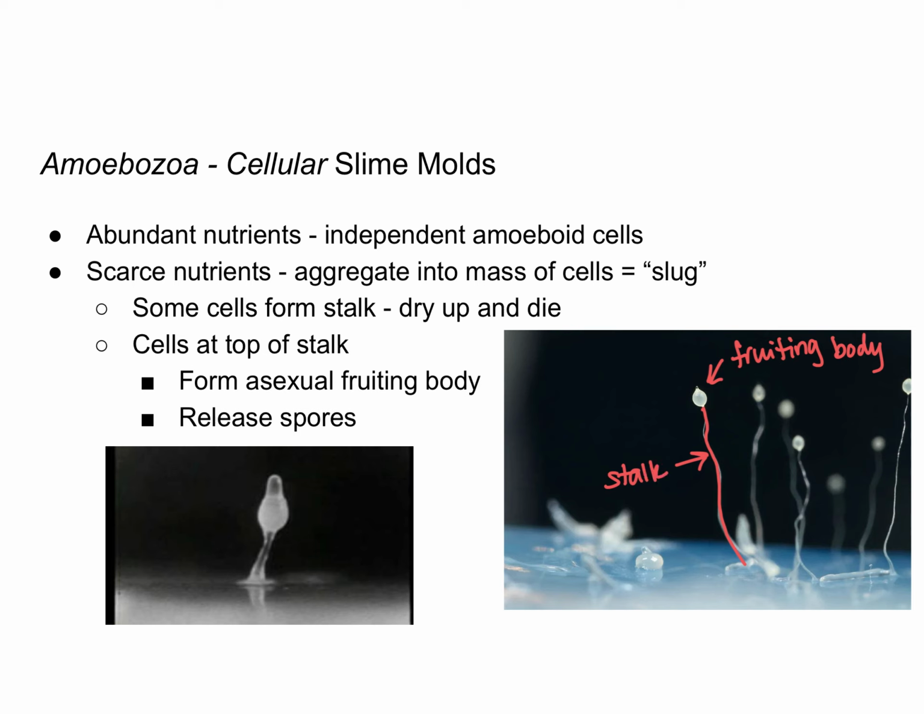And it's interesting because the cells that form the stalk eventually are going to die. And it's only the cells that are in the fruiting body that are going to reproduce and release spores. And hopefully these spores find an environment that is favorable for them to grow and reproduce.